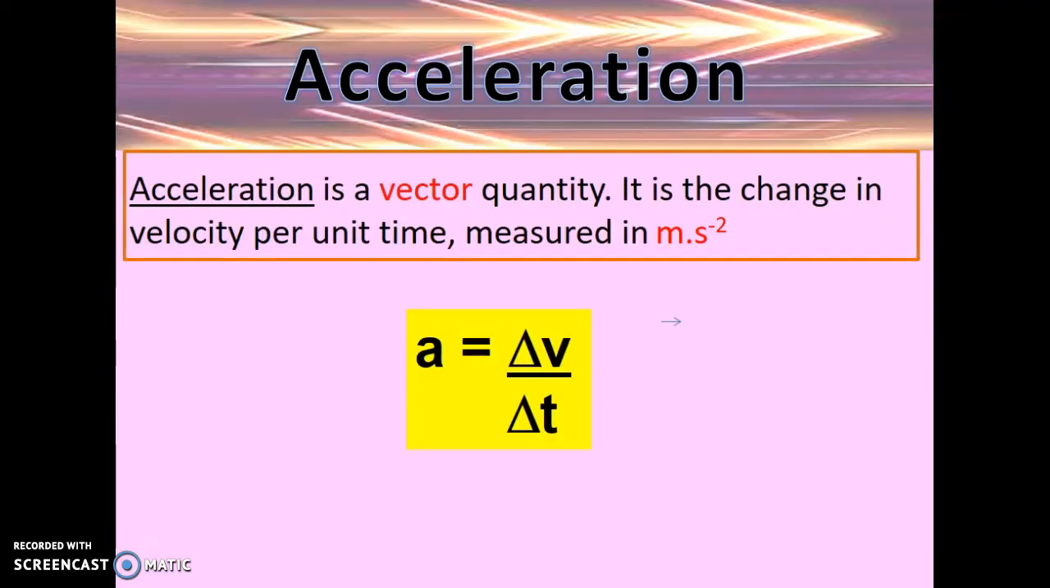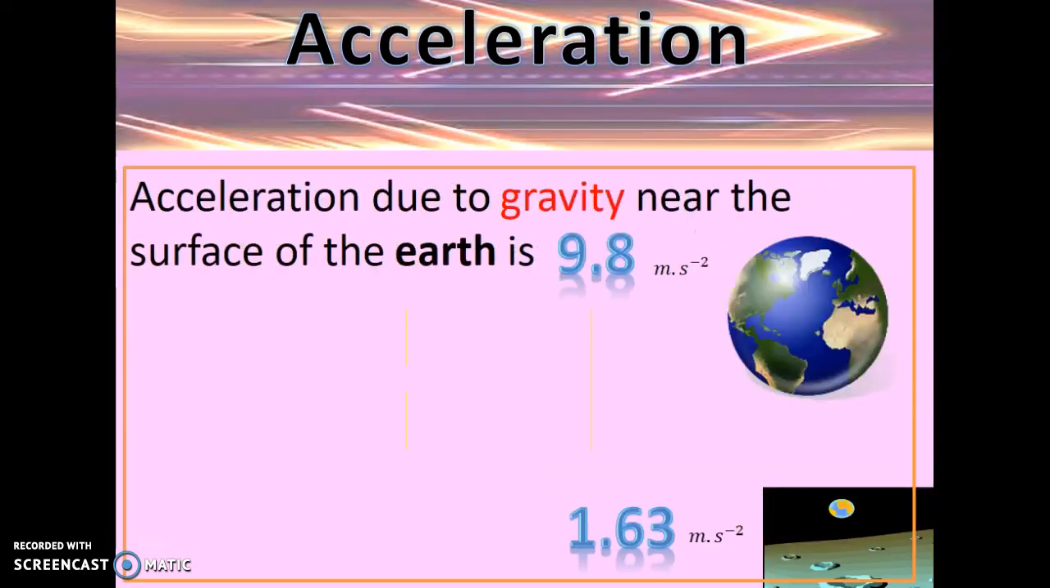Now, acceleration is a vector quantity. As I've said before, it is the change in velocity per unit time. And we've discussed this already. It's measured in meters per second squared. One thing that you will need to work with quite a lot, and we will go over this again, is that acceleration due to gravity near the surface of the Earth is 9.8 meters per second squared.